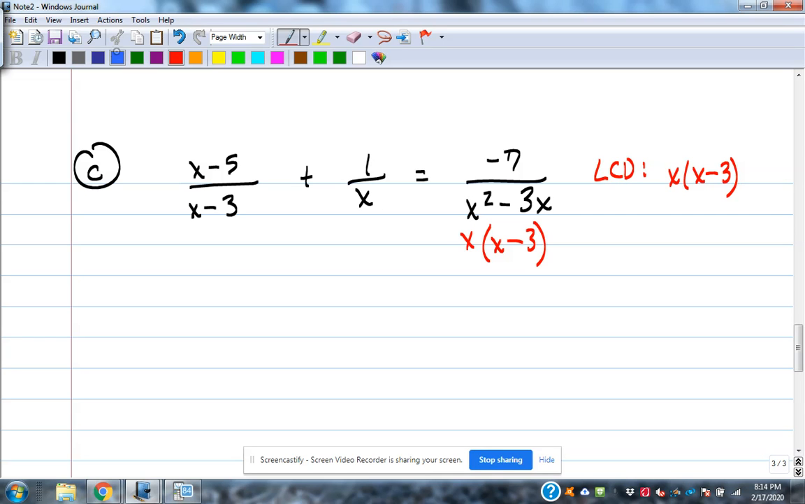So what does the first fraction need? x. So multiply top and bottom by x. The second fraction needs x minus 3.